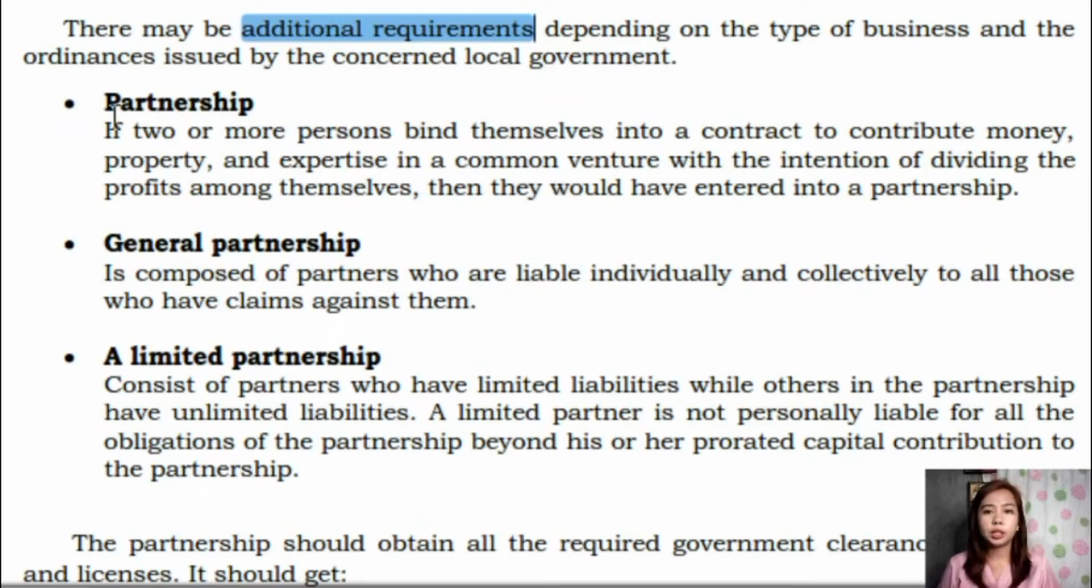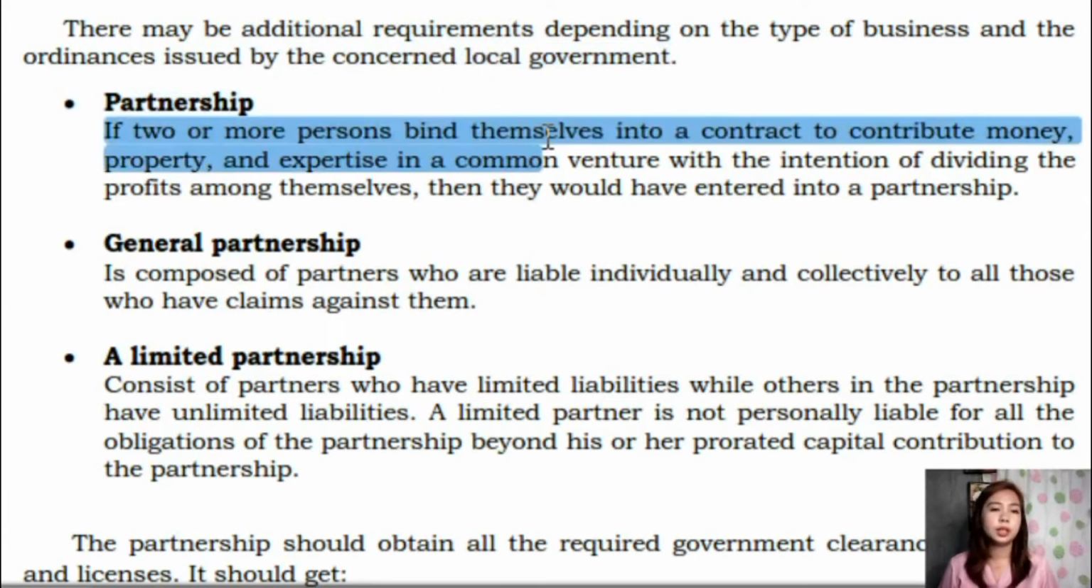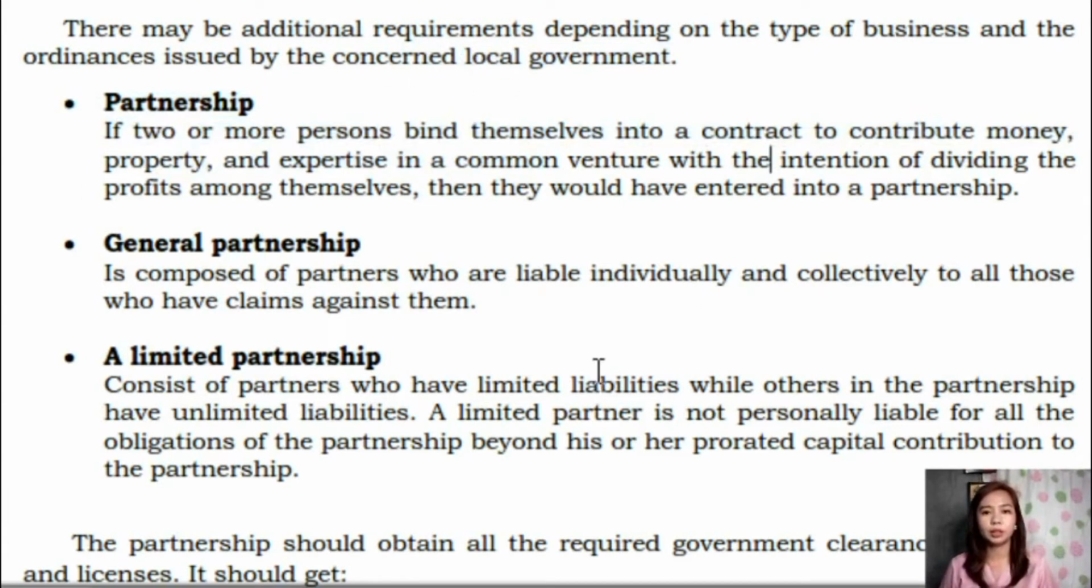Next one is the partnership. So, 2 or more persons bind themselves into a contract. So, mag-contribute kayo ng money, property, and expertise. So yung mga business plan ninyo, dito papasok. Since na-group ko ata kayo ng at least maybe 10 or more, dito na lang kayo papasok.